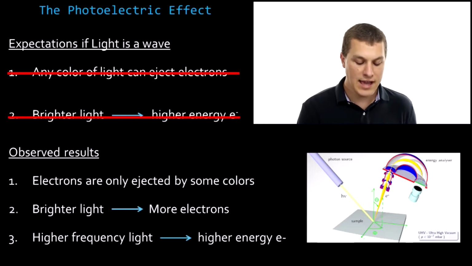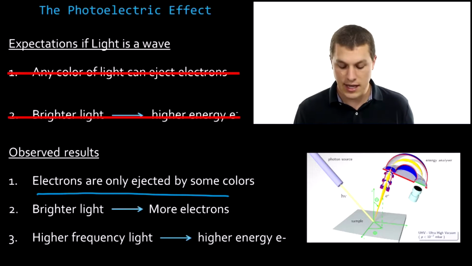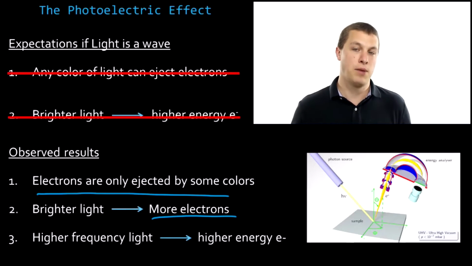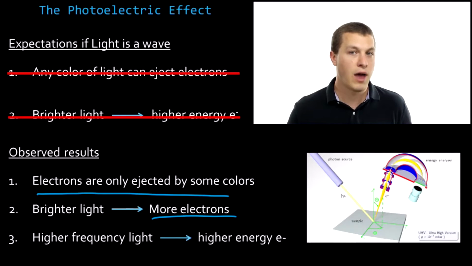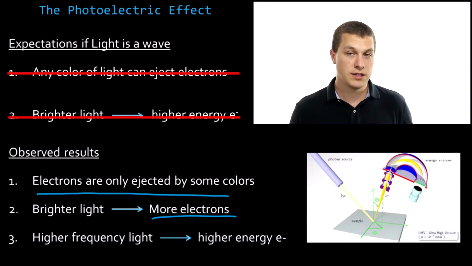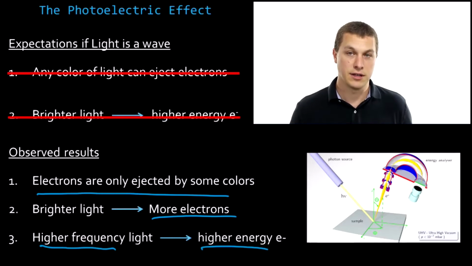What we actually saw is that electrons are only ejected by some colors. Not all colors will eject electrons. You have to get far enough towards the blue side of the spectrum, what we know to be the higher energy side, before electrons start popping off. The second thing we saw is that brighter light didn't lead to higher energy electrons. Instead, it just led to more electrons. Those electrons were the same energy, moving the same speed when they came off, but there were more of them when we made the light brighter. Not what we'd expect if light was just a wave. The final thing is that if we want to increase the energy of those electrons, we don't change brightness, we change frequency. Higher frequency light did give us higher energy electrons.